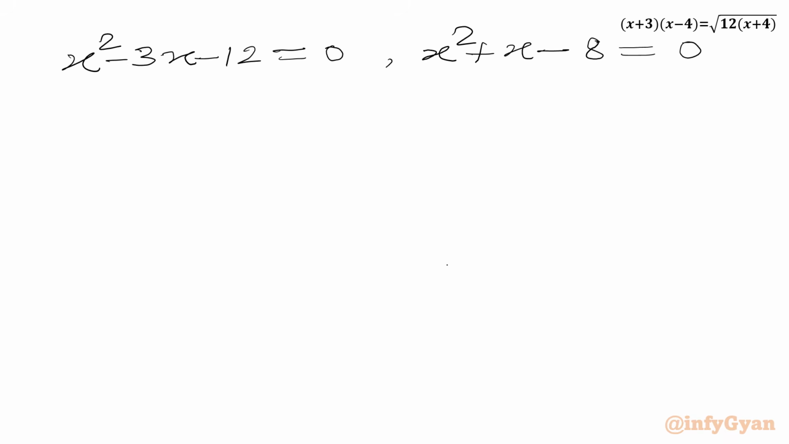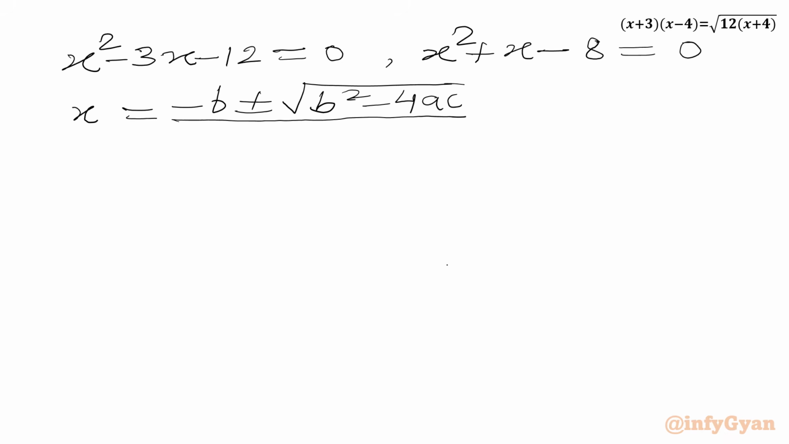Now we'll solve both the quadratic equations. So let us use the quadratic formula. I will write the formula first. x equal to minus b plus minus the square root of b square minus 4 times ac, over 2 times a. Let us consider this is the first quadratic equation, and let's say this is the second quadratic equation.